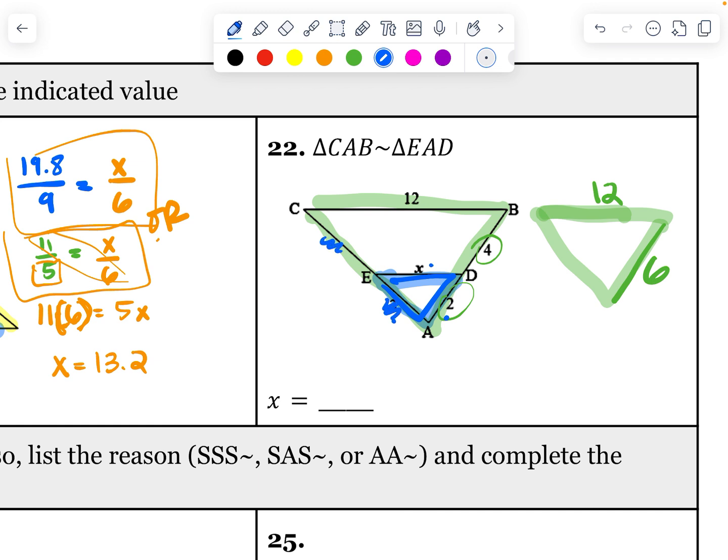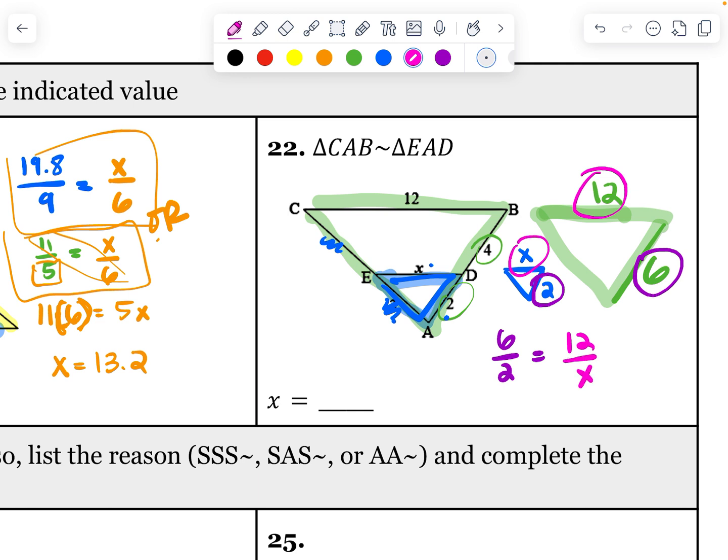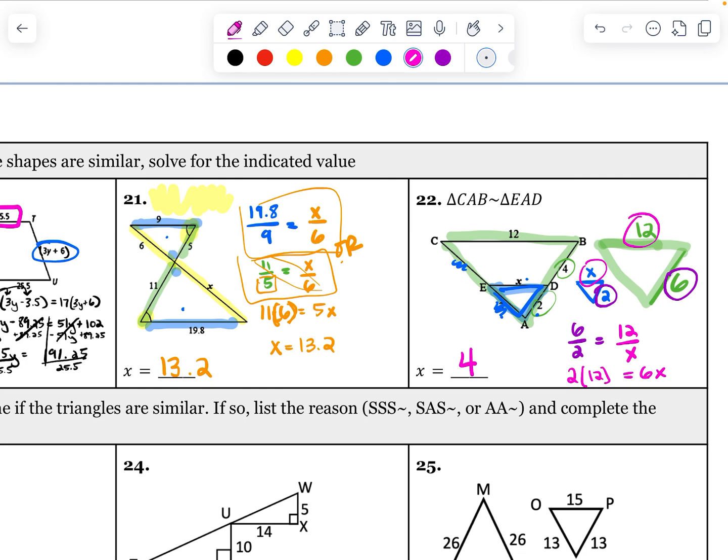So let's see, I'm going to go ahead and also redraw my little triangle so I can keep up with it. Right, so now these proportions are a little bit easier to see. The X and the 12 go together, the 2 and the 6 go together. It doesn't matter which way you write this. So if I say 6 over 2 is going to be equal to 12 over x, it's going to be big over little. It's just going to be 4 because that's times 3 times 3. Or you could have done 2 times 12 equals 6 times x. So 24 divided by 6 is 4.